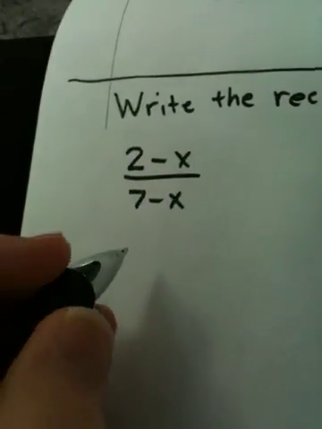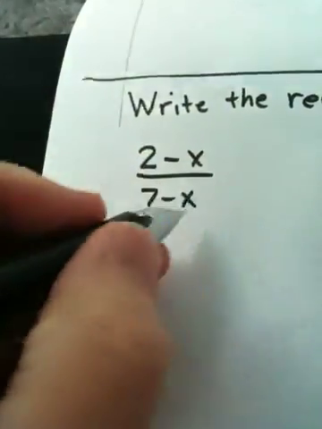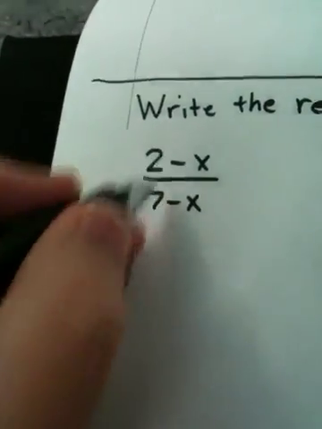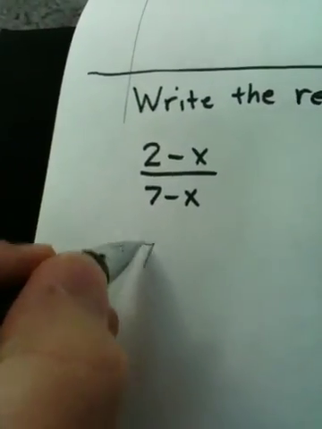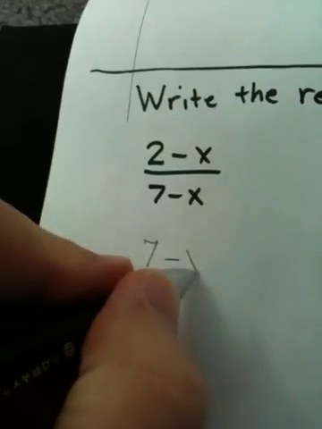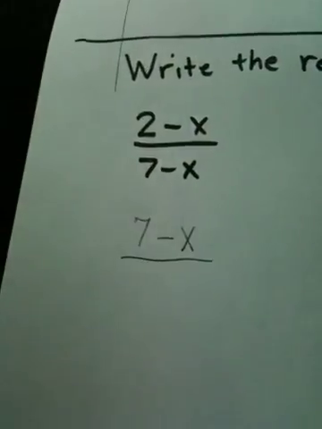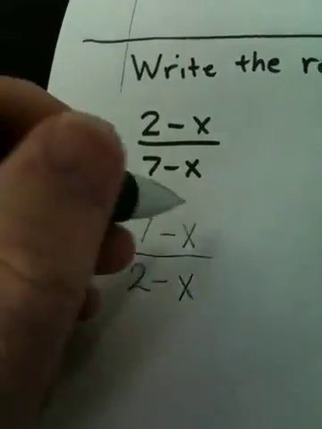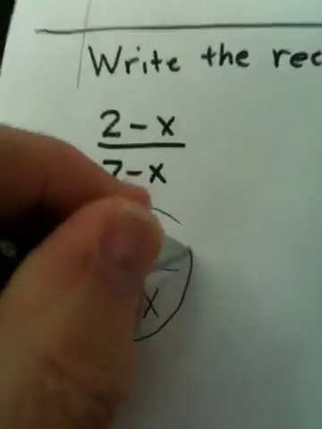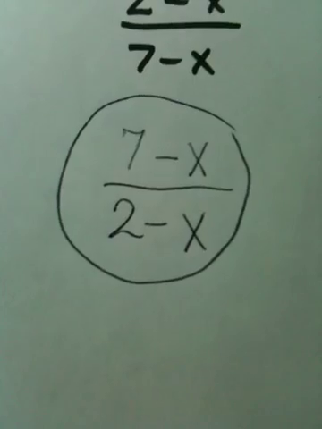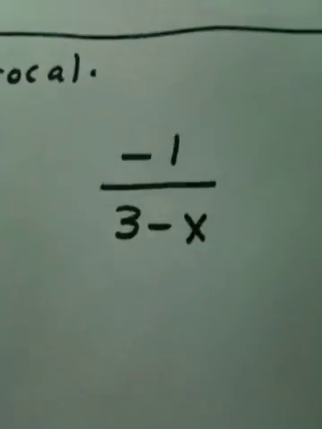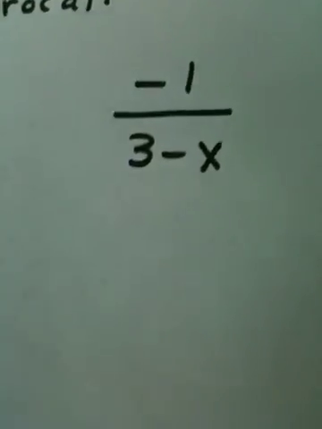So in this particular case, we're not going to put in equals because they're not equal to each other, but to take the reciprocal, we simply put the 7 minus x on the top, and we put the 2 minus x in the denominator, and that is my answer. Done. It's that easy. Now, this next problem has a little bit more of a kick to it.